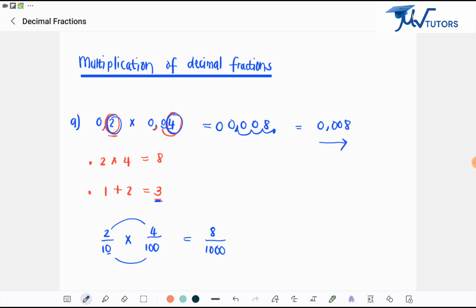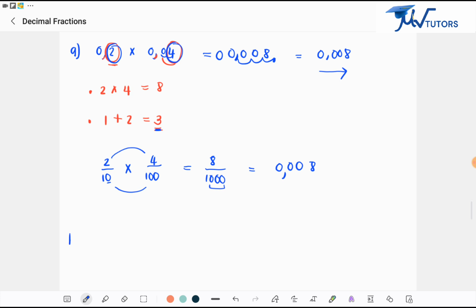Okay, and you can either leave the answer like that, 8 over 1,000, or you can say 8 over 1,000 is actually, you see I have 3 zeros, so 1, 2, 3, and I put the 8 there. Okay, so basically it's 0,008. Okay, let's try another example.